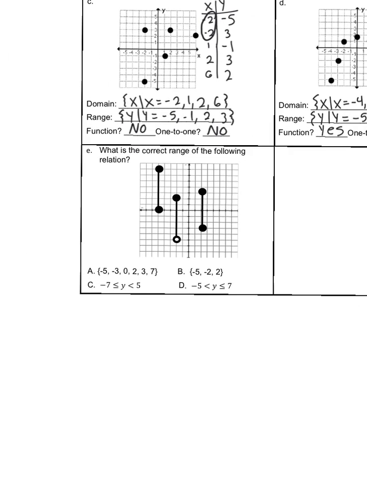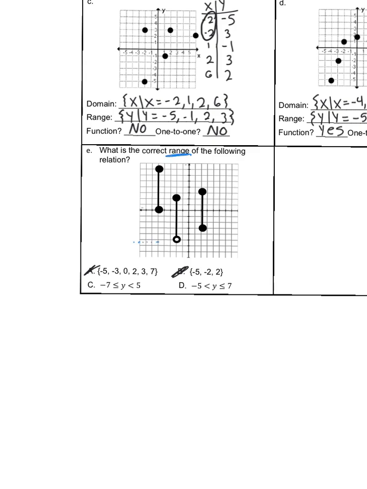All right, letter E, this is a set of connected points. So when it's connected points, you're not going to use set notation. You can either use interval notation or inequality. So automatically A and B you can get rid of because they're in set notation, okay? And this is asking for the range. So I'm looking at the y values.